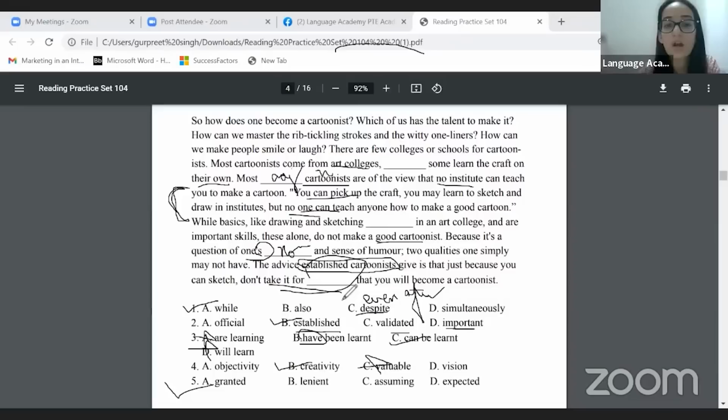cartoonist. And two things which everybody requires, two important qualities: creativity, because you're talking about art at the end of the day. And the last one, for granted. Taking something for granted is a collocation. Take for granted is a combination of words.